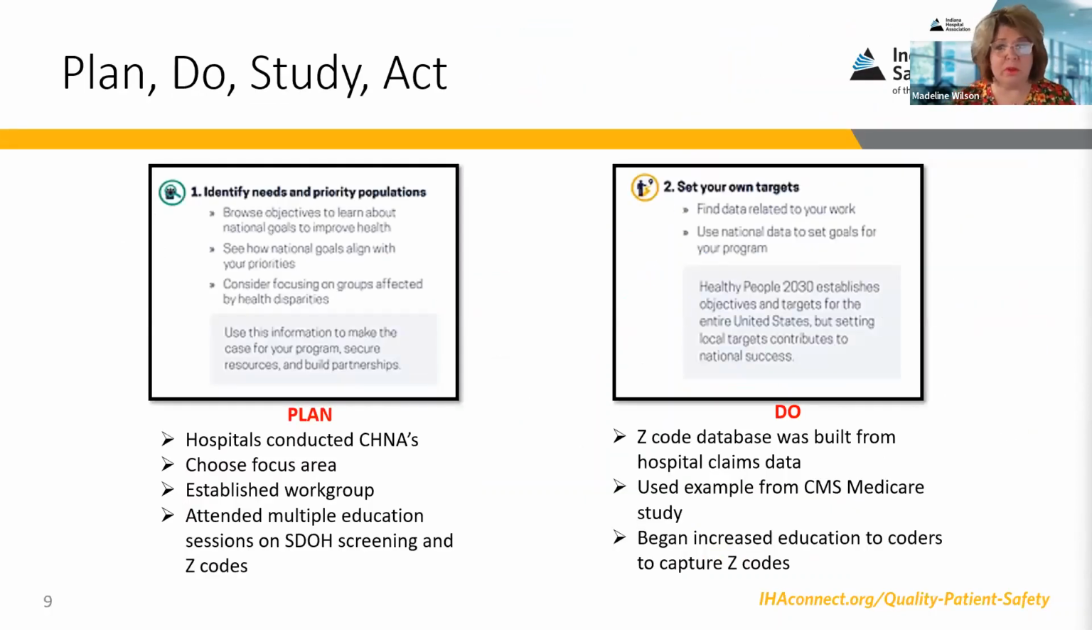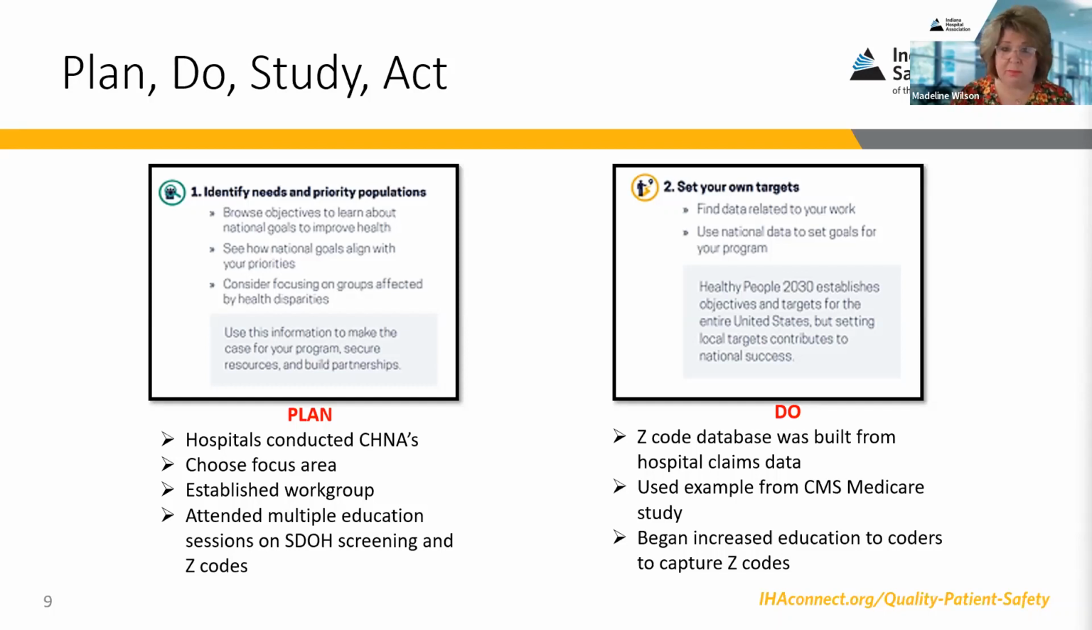For the program, we really followed the Plan, Do, Study, Act process, and we utilized the Healthy People 2030 roadmap, which is so very simple. In year one, the plan was established by the hospitals conducting their community health needs assessment. From here, they chose one focus area, just one, even though they might have had several areas identified. But just to make this more simple, one area. And that was probably most of the time the biggest need that they saw.